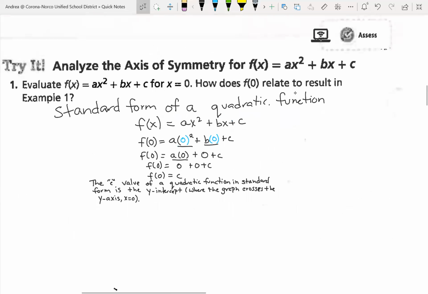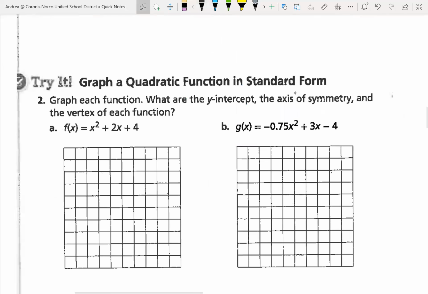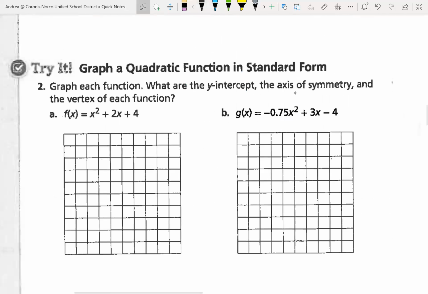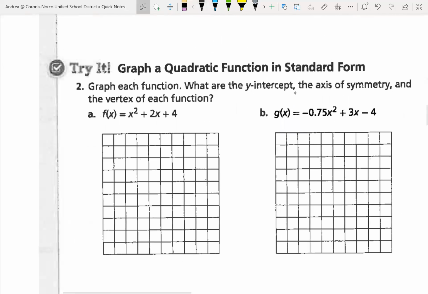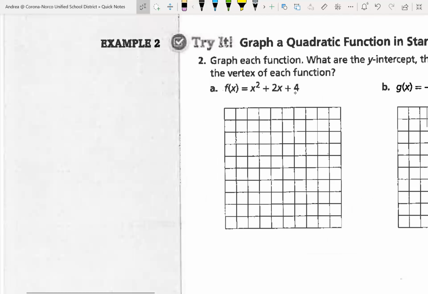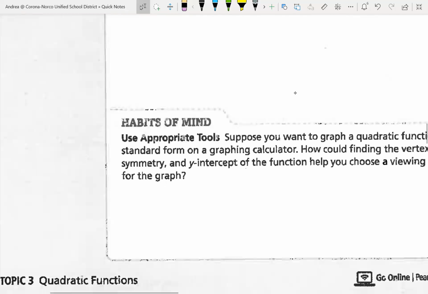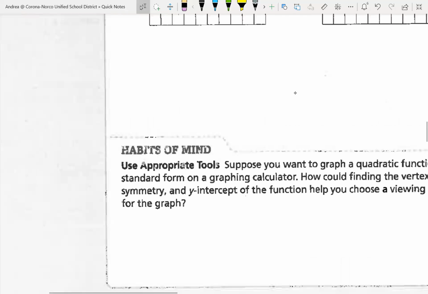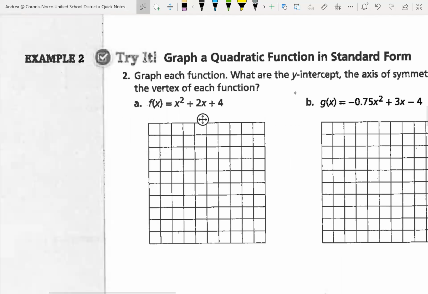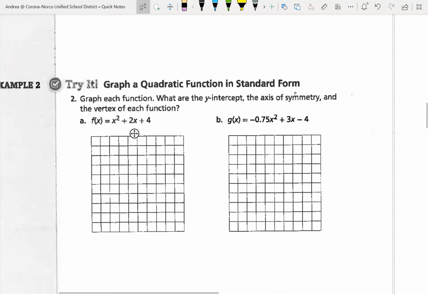Okay, so let's move down to this one. We're going to write small, just so you know. There's a lot of work to be shown here, and there's not a lot of room to show that work. You might need to go down here. We're not going to answer this question, so if you need some extra room, you can write down here. Okay. We're going to graph each function. What are the y-intercepts and the axis of symmetry and the vertex of each function?